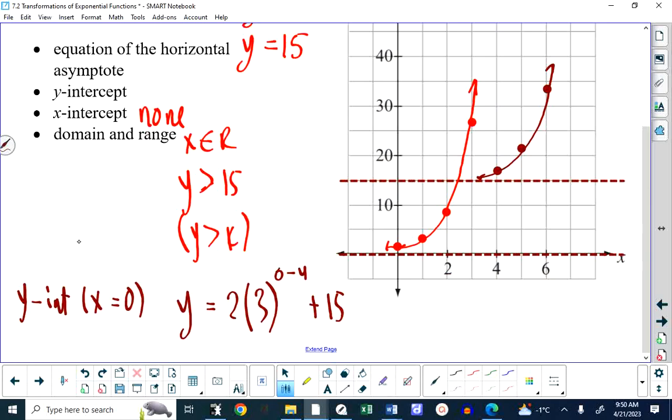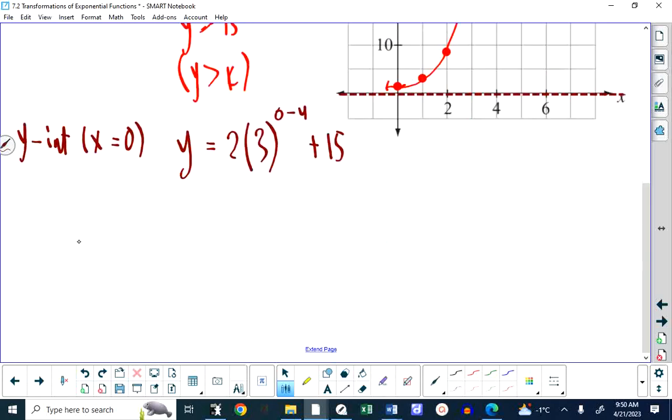I could be way off kilter here, but I want to say 1217 over 81. Is that right? Don't ask what went on in my head to get that, okay? I'm a product of a non-calculator math education. So the y-intercept is 1217 over 81.